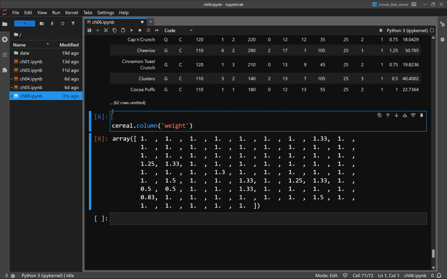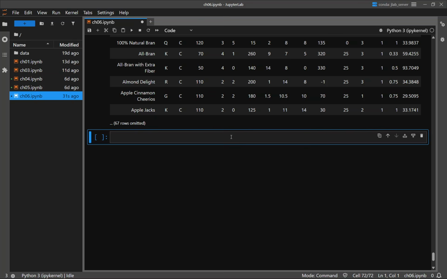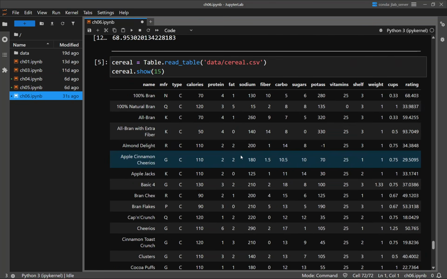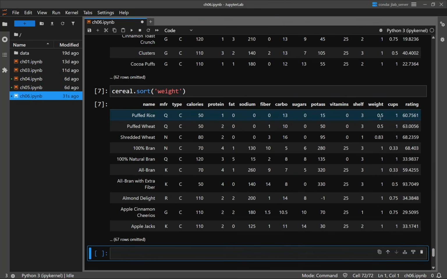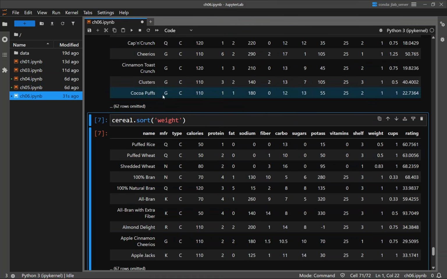At the very least, we can sort by weight. So let's do that. Cereal.sort weight, and then ascending and descending should give us something cool to look at. So yeah, weight for the smallest ones. We've got puffed rice. Rice is very light. That makes a lot of sense to me. Puffed wheat. Wheat is just as light as rice, I guess. Shredded wheat. And everybody else is decently heavy.